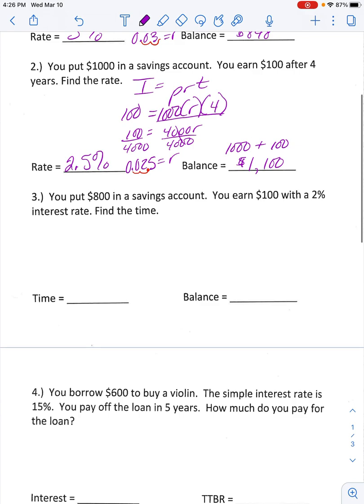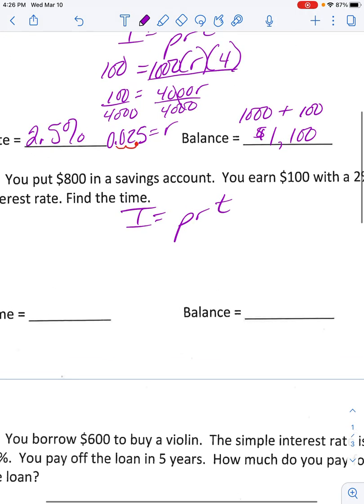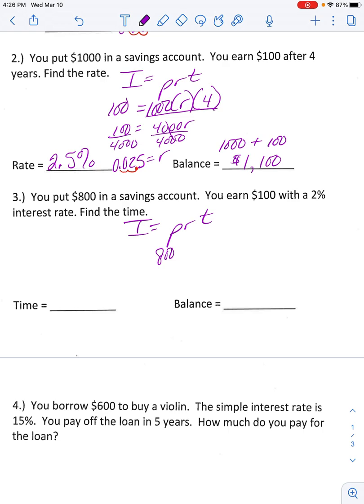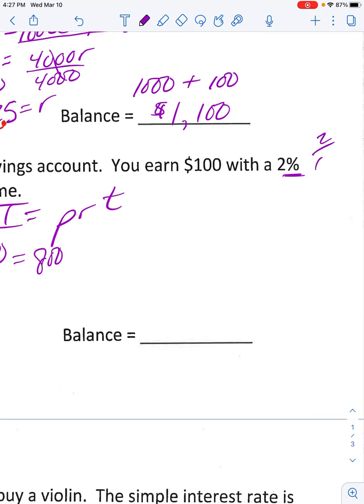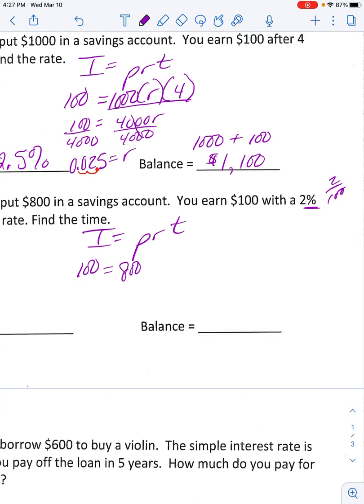Okay, number 3. You put $800 into a savings account. That's your principal, how much you put in or how much you borrow. You earned $100. That's your interest with a 2% interest rate. Go back to day 1 notes. As soon as you see a percent, you're going to immediately change that into a decimal. Remember, 2% is not 0.2. That would be 20%. It's 0.02.